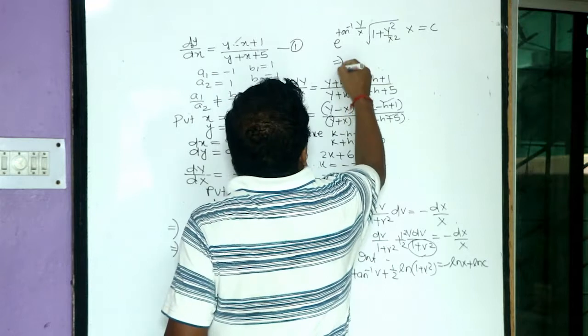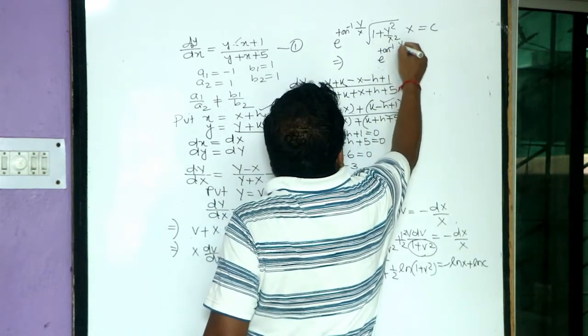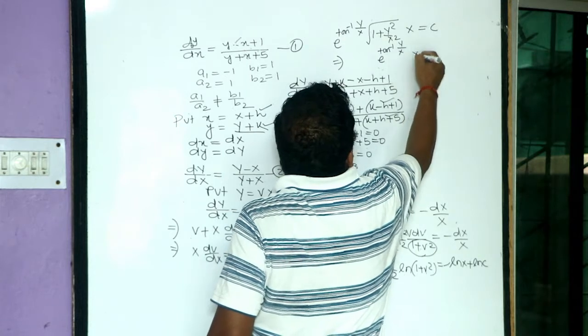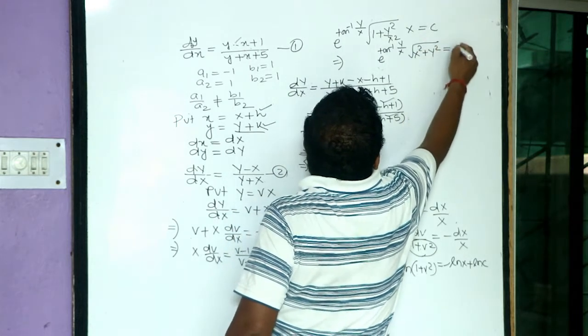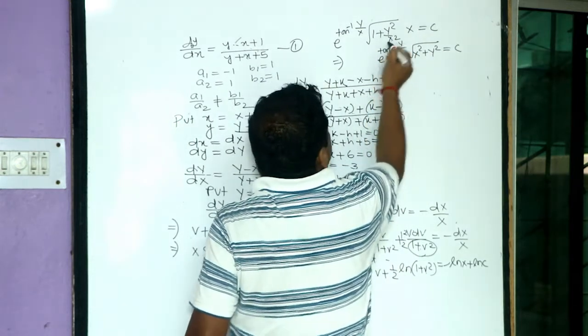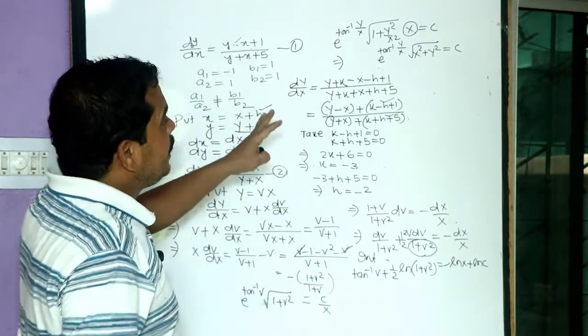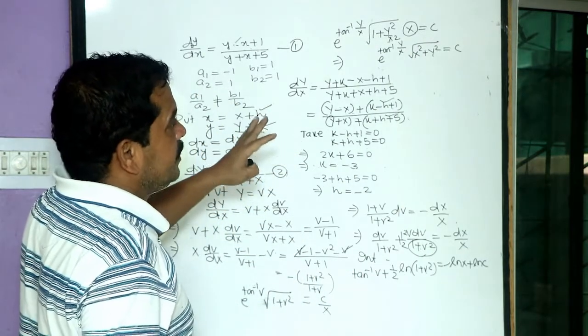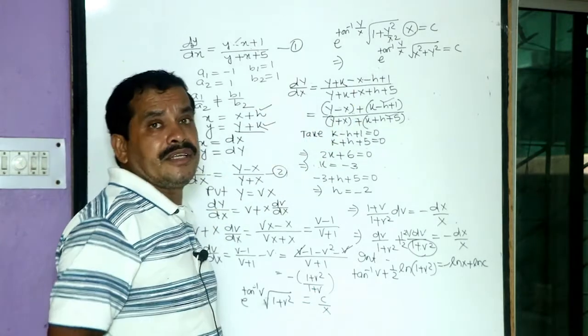Then after simplification it becomes e to the power tan inverse Y by X into square root of X square plus Y square equals c. Here the denominator is a term of X, and here is also X. Cancelling this, we will get e to the power tan inverse Y by X into square root of X square plus Y square equals c. This is not the general solution yet.